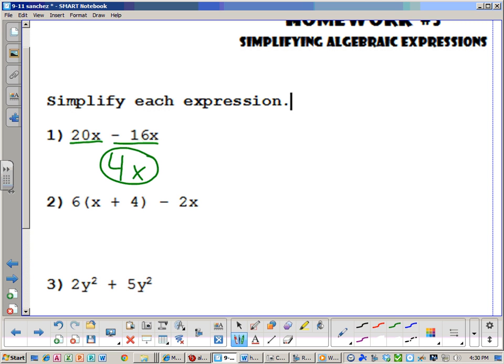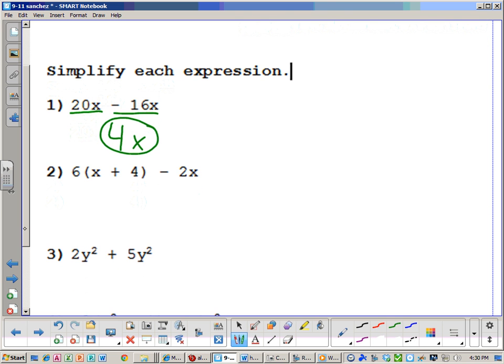Started off really easy, but then it gets a little harder right here with number 2. What you're going to do is 6 times that x, and don't forget there's always a number in front of x. If there's no number there, you're going to put a 1, then 6 times 4, all right? And let's see what that will be. Well, first 6 times x is 6x. 6 times 4 is 24.